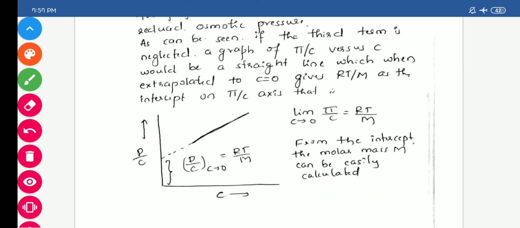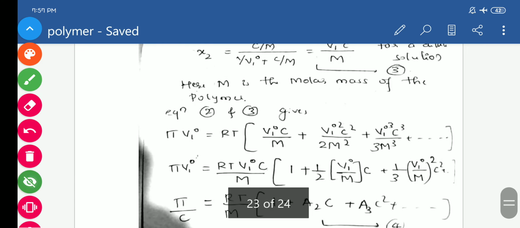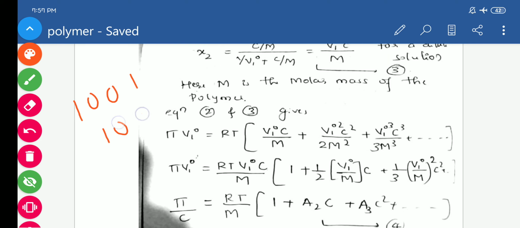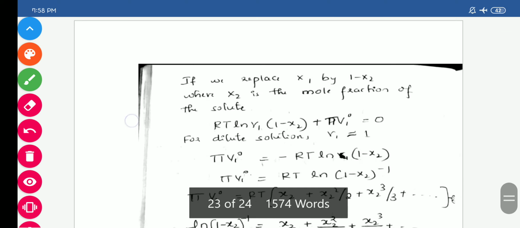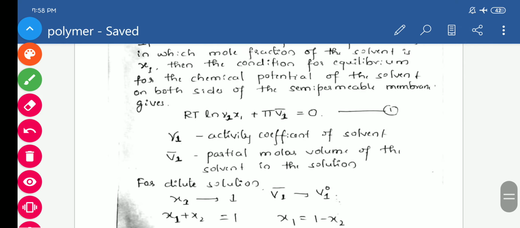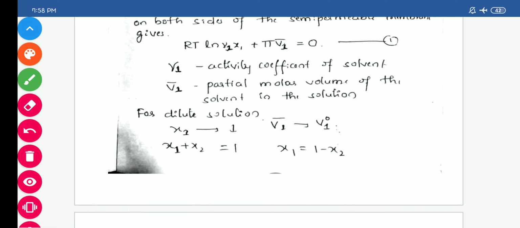I will quickly go through this derivation once more, and this is a very important derivation. You can mark it as important and practice it. If you don't understand, watch the video once or twice more and you will be able to understand. Very first, you need to remember equation 1, the chemical potential at equilibrium condition: RT ln gamma 1 x1 plus pi v1 bar is equal to 0.